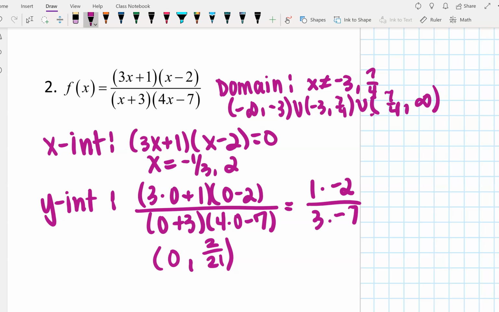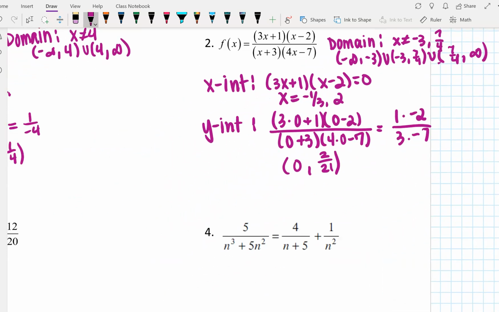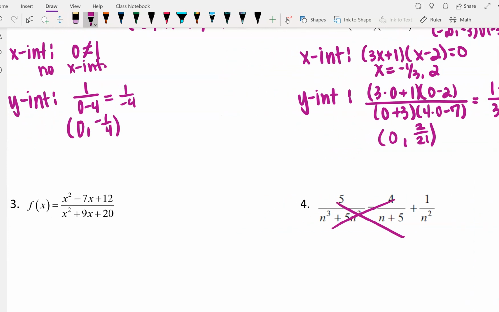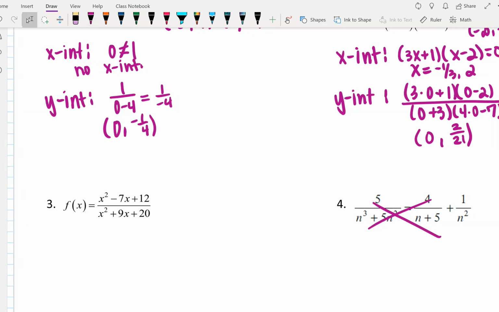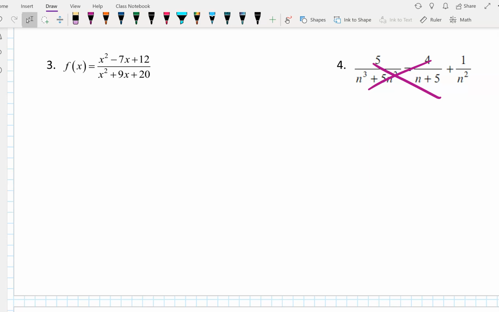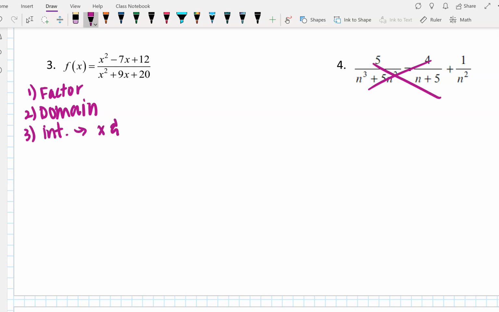So what I would like you to do is, using the information we just did, we're going to cross number 4 out. We'll put a new one in there for number 4. I want you to try to do number 3. You're going to need to factor first, like we just talked about, and then you're going to find your domain, and then your intercepts. So both x and y. So go ahead and do that now.